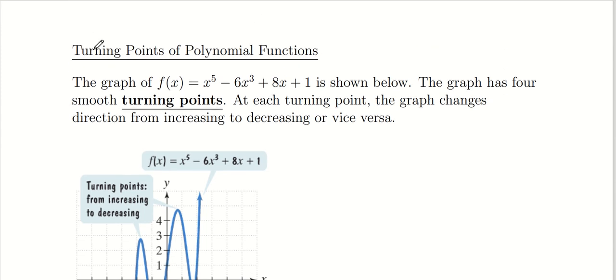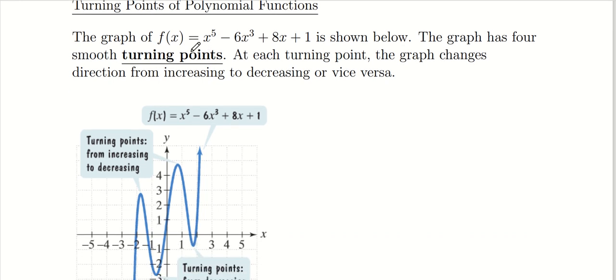One of the next things that we're going to discuss is something called turning points of a polynomial function. The graph of f of x equals x to the fifth minus 6x cubed plus 8x plus 1 is shown below. We know that the end behavior of a polynomial is determined by the leading term, but the lower order terms help to contribute to things like zeros as well as things called turning points. This graph has 4 smooth turning points.